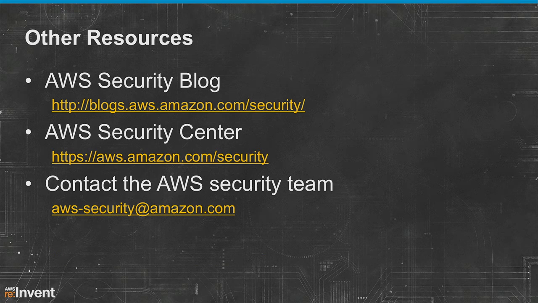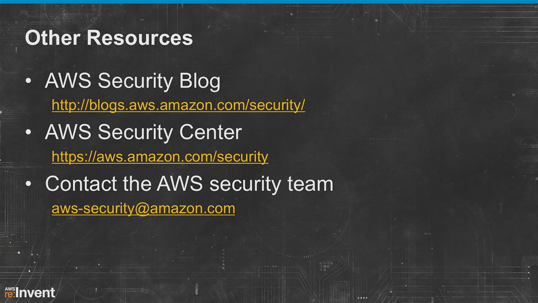Other resources that you have to be aware of: the security blog at AWS's blog, and plenty of information regarding security best practices at the AWS Security Center. And of course, if you have any security concerns specific to the AWS platform that you'd like to report, don't hesitate to contact the AWS security team at aws-security@amazon.com.